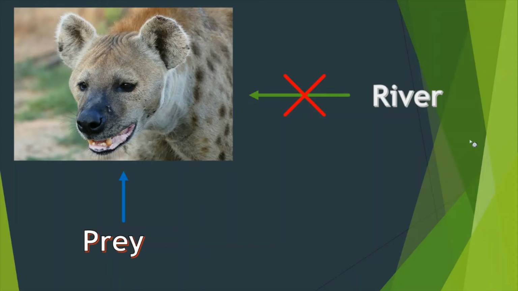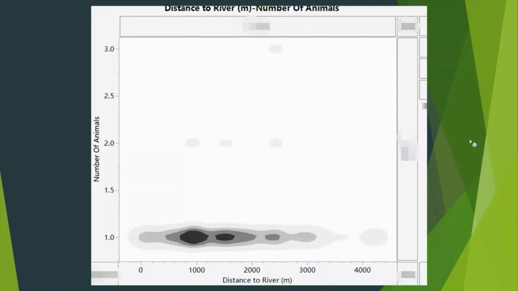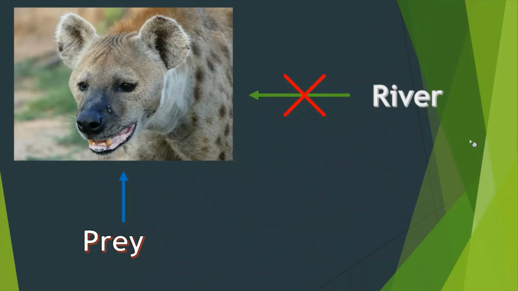This is a very interesting thing. Another interesting thing is that the hyenas do not get water from the rivers. They get most of their water from their prey. That means they don't need to get close to the rivers, and they can still get water. That's a very fun fact, and I think that's the most important reason behind this data, because they don't need the river as a water resource.